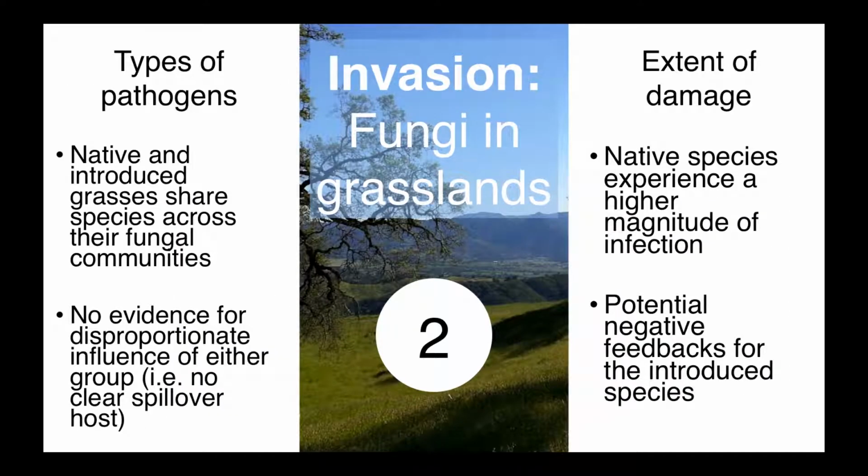So what we have from that study so far is that native and introduced grasses share a lot of fungal pathogens, but there's no evidence of a disproportional influence of one group really promoting transmission. And then the native species had a higher magnitude of infection when we looked at percentage of leaves, but there's potential negative feedbacks where introduced species are really increasing their damage when they get to higher densities.